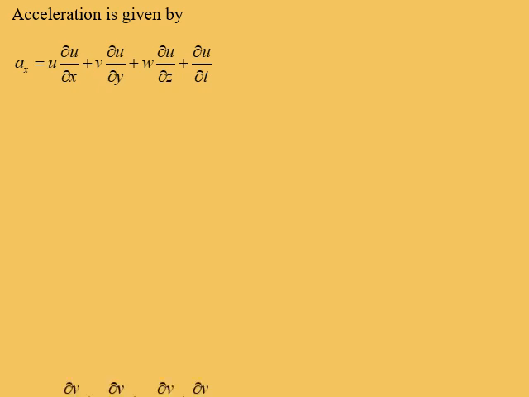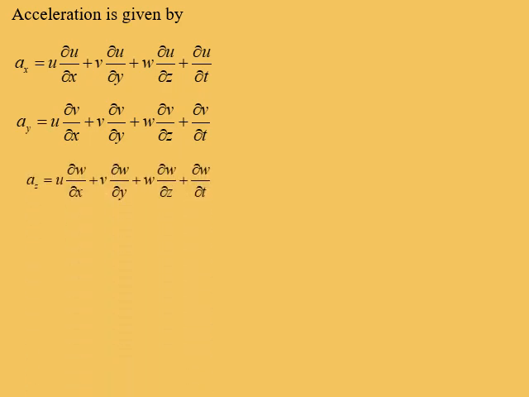lecture number 3. Similarly, the acceleration in the direction of y, a of y, is equal to u into dou v by dou x plus v into dou v by dou y plus w into dou v by dou z plus dou v by dou t. In the direction of z, a of z is equal to u into dou w by dou x plus v into dou w by dou y plus w into dou w by dou z plus dou w by dou t.